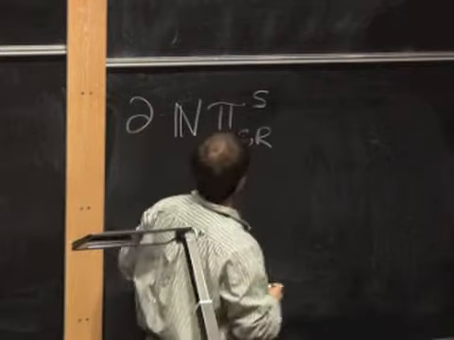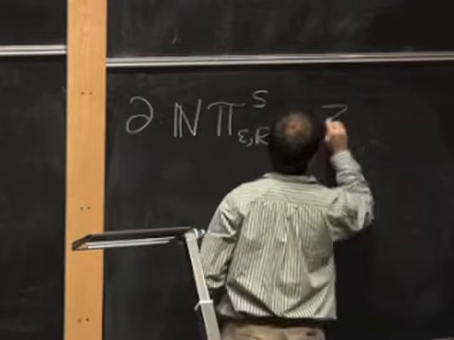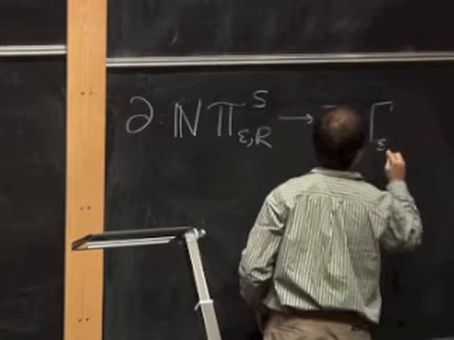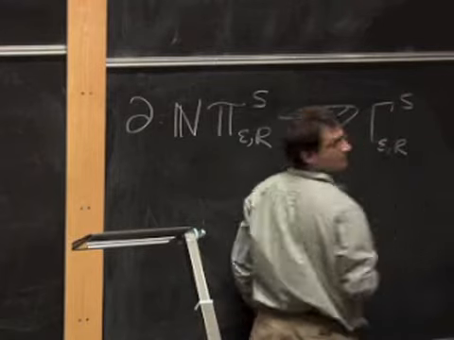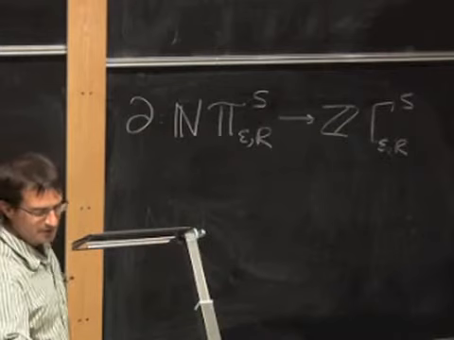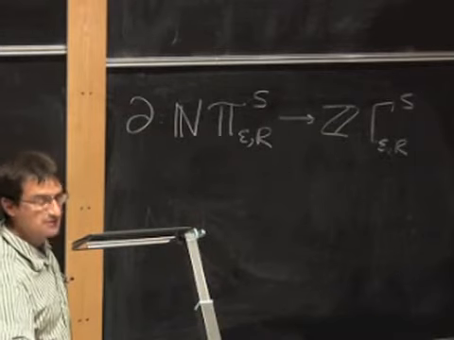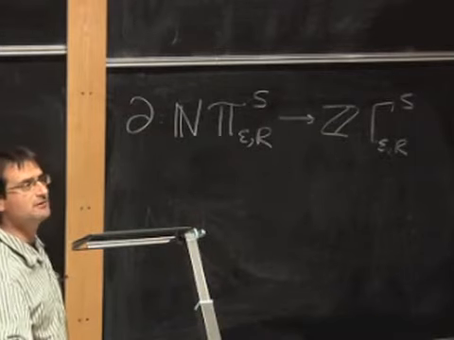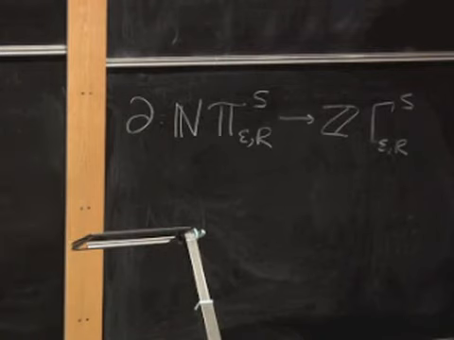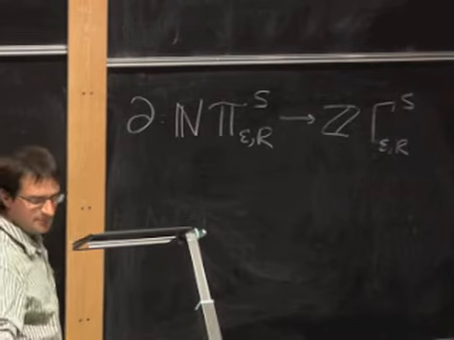And I have a boundary operator, and this takes us to integer sums of good curves. Right? The boundary of a pair of pants is a sum of three curves. And the boundaries are good curves, pretty much by definition of good pants and good curves. They're the curves whose half-length is within epsilon of R.